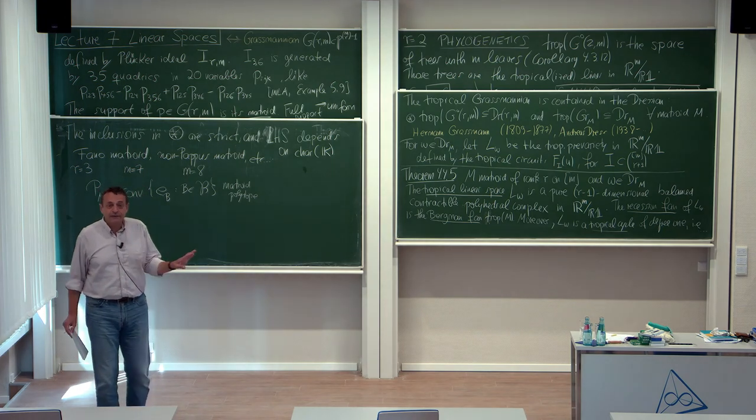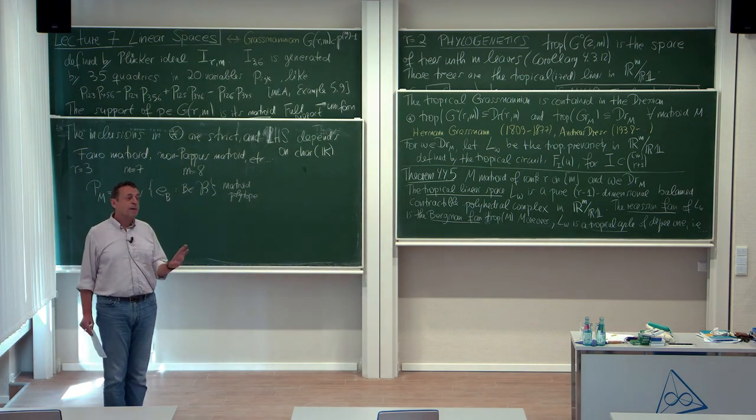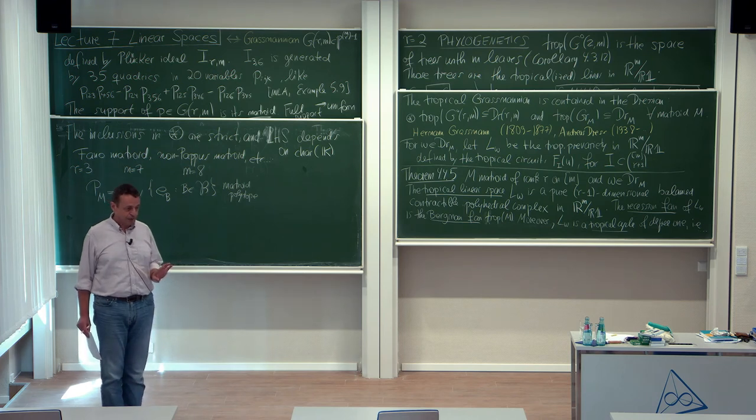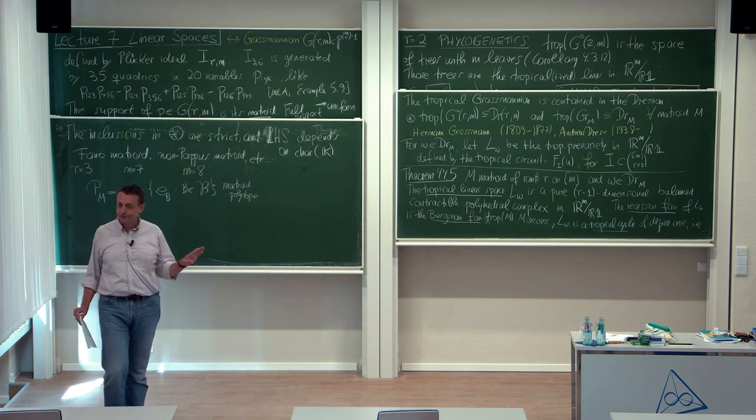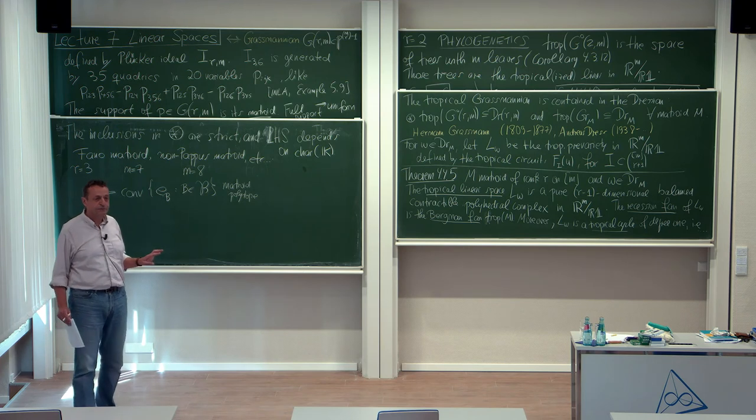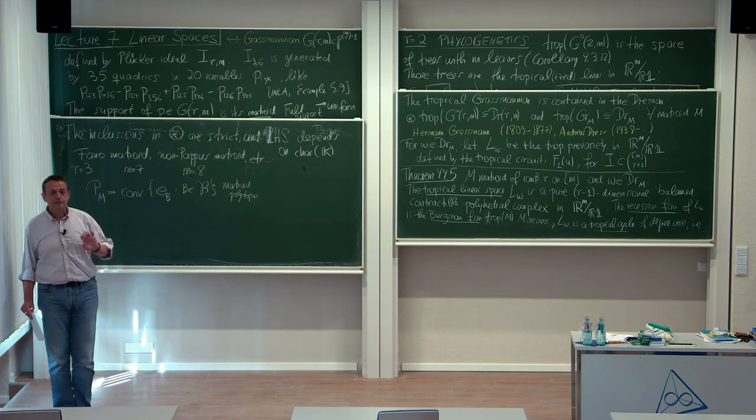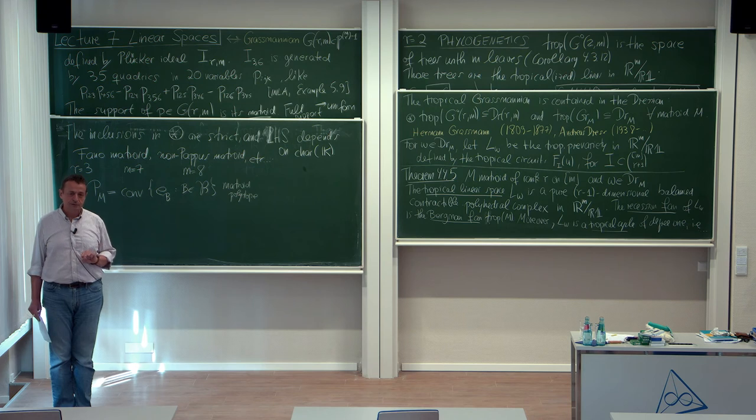Now let's pretend you have never seen any of the many definitions of a matroid. They're all equivalent. There are 50 different definitions, and the remarkable thing is they're all different. So let's assume you've never seen a definition of a matroid. I'm going to give you a definition of a matroid now.